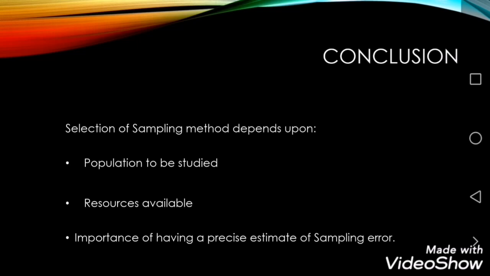To conclude, probability random sampling is more preferable because the researcher can generalize his data for the entire population. Moreover, by using a probabilistic method, the significance of the result or the confidence of the result can be estimated. Selection of the sampling method depends upon the population to be studied, that is the nature of the population, the size and heterogeneous or homogeneous nature of the population, the resources available, and the importance of having a precise estimate of sampling error.